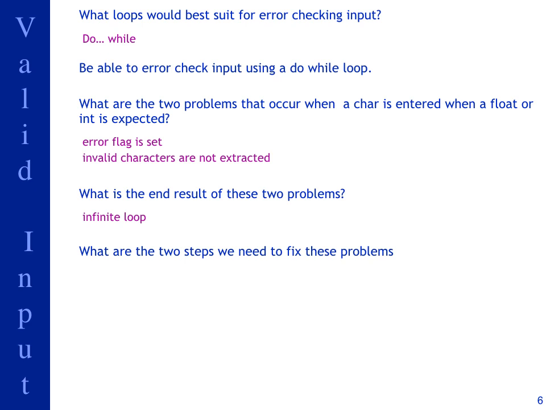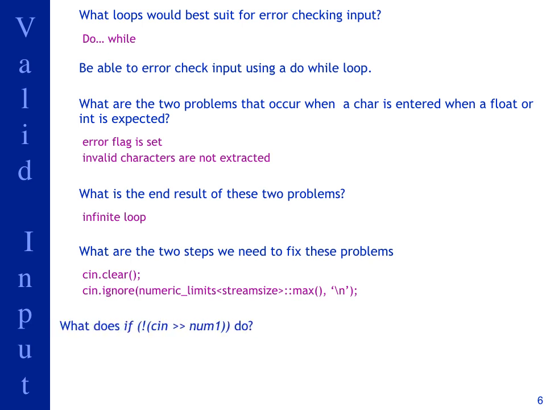What are the two steps that we need to fix then? We just discussed that at a high level. First, we have to clear the flag on the buffer, which is cin.clear. Second, we have to remove the invalid characters, so we use cin.ignore. Here we're using numeric limits of the stream size to provide the maximum size of the buffer, and then \n is the end character for the line.